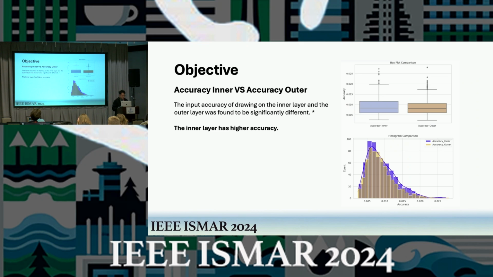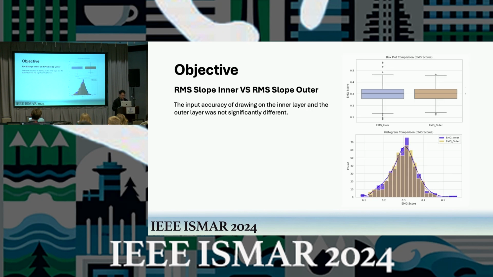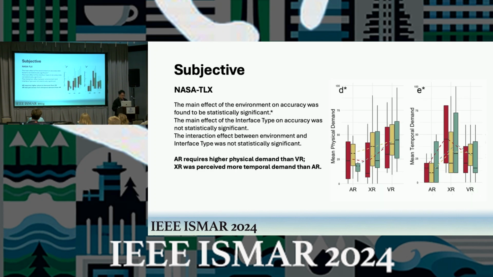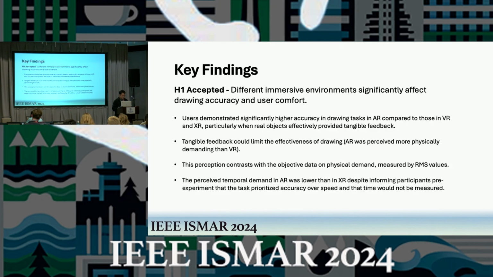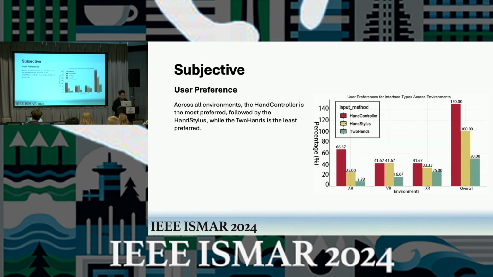And if we compare the accuracy of the inner and outer layer, we can see that the inner layer has a significantly higher accuracy than the outer layer. But we didn't find a significant difference regarding the RMS value. About the NASA TLX, we found AR has higher physical demand than VR, and XR was perceived as more temporally demanding than AR. The SSQ score indicates the hand controller outperformed the hand stylus, and the post-study interview shows that across all the environments, the hand controller is most preferred, followed by the hand stylus and the two hands.